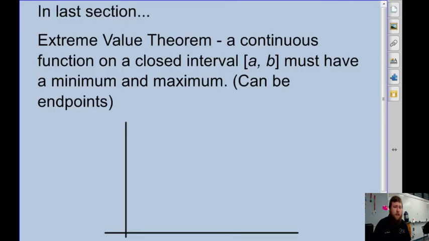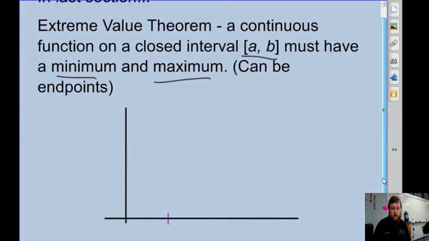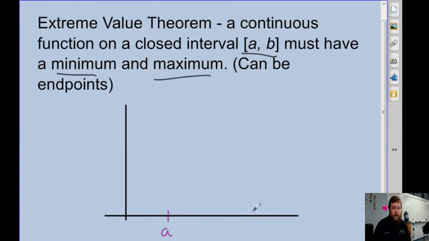Let's begin. In the last section, we talked about the extreme value theorem, where a continuous function on a closed interval [a, b] must have a minimum and a maximum. So it looks something like this. I have a closed interval, and I'm going to shift this down a little bit. This is a to b.